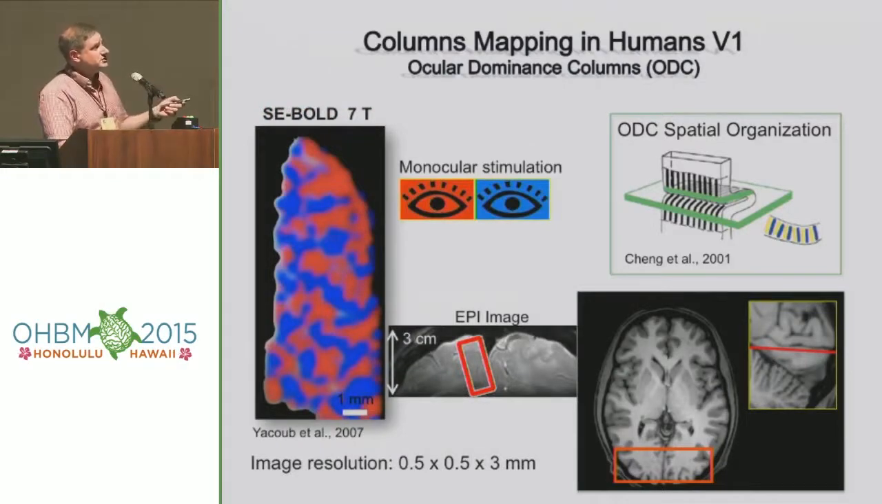The whole idea was following Kang Cheng's approach, in which, by choosing a very specific slab, a slice parallel to the calcarine feature, you can optimize your chance of seeing this alternating pattern. That's exactly what Essa showed. You can see the left and right eye preferences. So this is nice, but this was shown already, and for ODC you have an anatomical basis for this separation between the two.